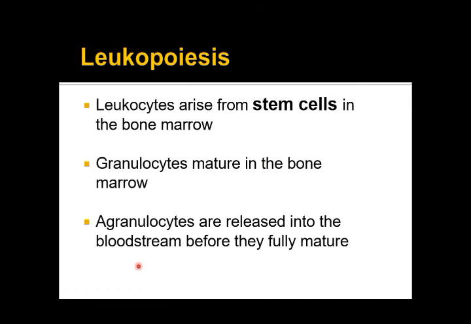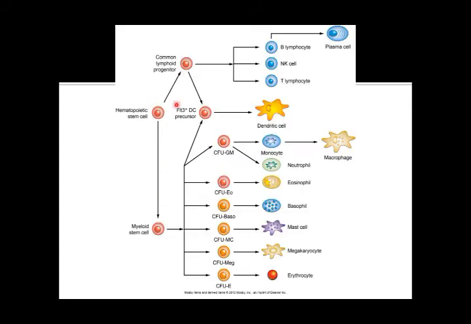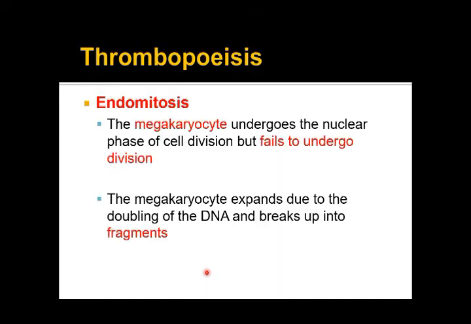So in looking at the lineage line again, just review that the common lymphoid stem cell will give rise to lymphocytes. Common myeloid stem cell will give rise to all of the other blood cells. And in the last section before we transition totally into hemostasis and the coagulation cascade, let's look at the formation of platelets or thrombocytes. So thrombopoiesis.